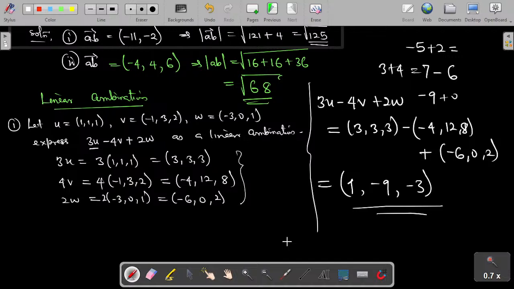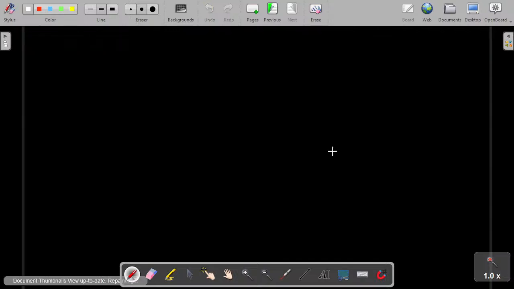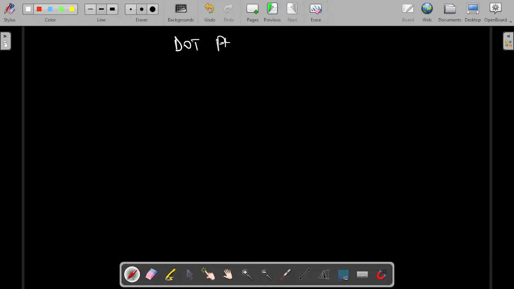Okay, so let's go to the next concept that we have. I'm happy that we are introducing dot product today because it's important. Okay, so dot product of vectors. Now remember I told you yesterday that there are other names for dot product. One of them, you can call it scalar product.